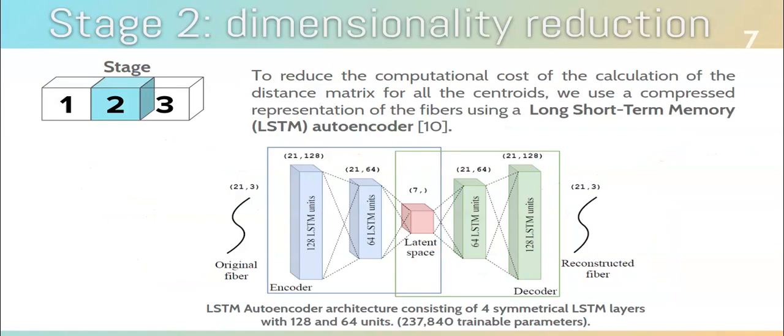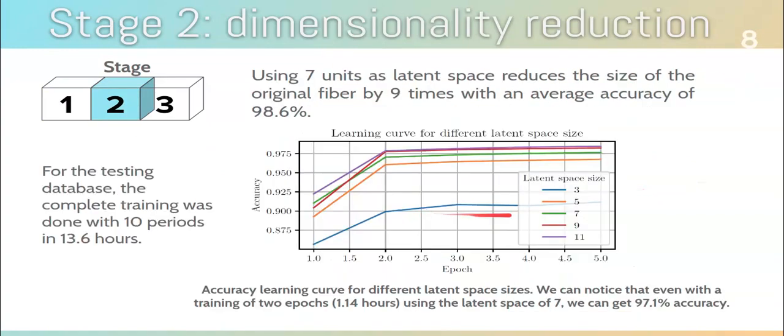The purpose of using the autoencoder is, after training, to compress each of the fibers to a reduced dimension space called latent space. As each original fiber is represented by 21 points in 3 dimensions, each fiber requires 63 float numbers. The selected autoencoder architecture uses a latent space of size 7 floats, which is 9 times smaller than the original size. This dimensionality reduction enables the clustering of a larger amount of fibers by reducing space and computational requirements.